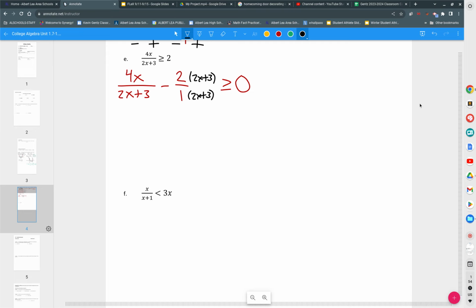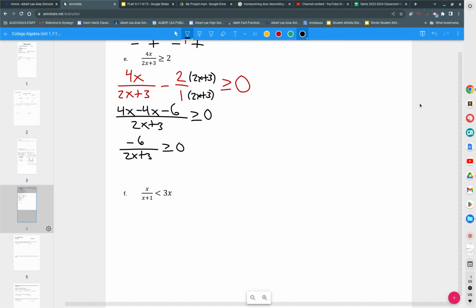This is where people are making mistakes on their assignment, in adding and subtracting their fractions. Let's look at what we have. I have 4x, and then is it plus 4x or minus 4x? Minus 4x. Is it plus 6 or minus 6? Minus 6. That's where people are making mistakes. Not with the new table piece that we covered, but with their fractions. Greater than or equal to 0. What do you notice? 4x's cancel each other out. I get negative 6 over 2x plus 3 is greater than or equal to 0.